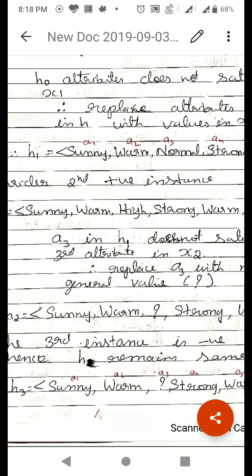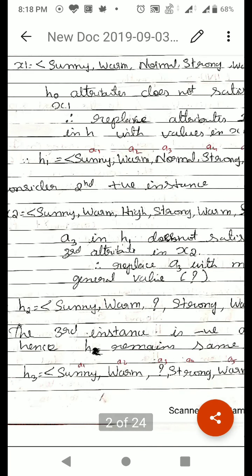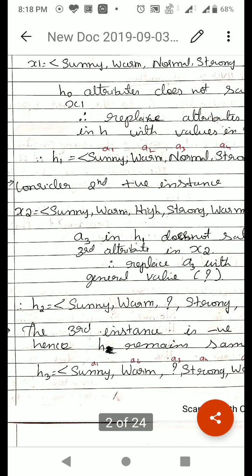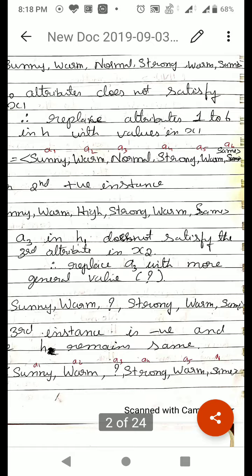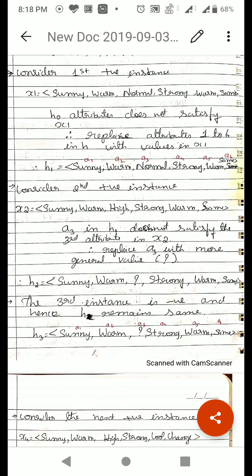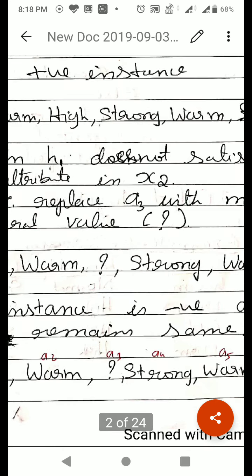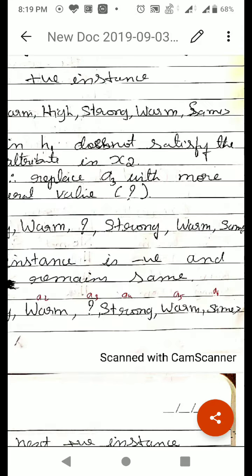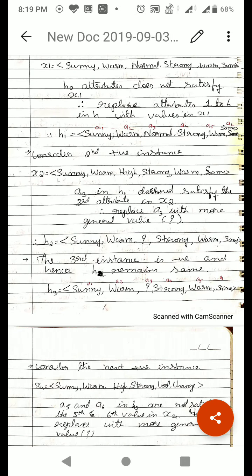It's going to replace the parameter where we have 2 possibilities, that is the third parameter. It was normal before, whereas in the second instance for high also we have a positive instance, so it can be either normal or high. That's why we put question mark in the second step. In the third step, it visits the third entry in the table, but it sees that it is a negative sample. So since it is a negative sample, it's not going to consider that for processing. So the outcome of this step will be the same as the previous step.